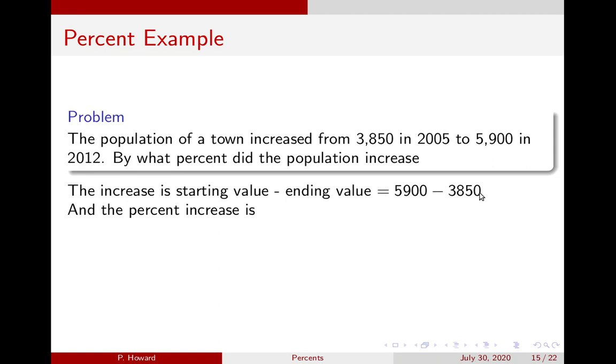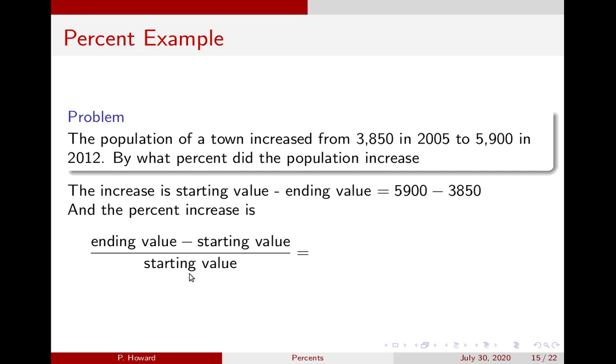And the percent increase is the ending value minus the starting value divided by the starting value. 5,900 minus 3,850 divided by 3,850. I get 0.532, and changing to a percent gives me an increase in population of 53.2%.